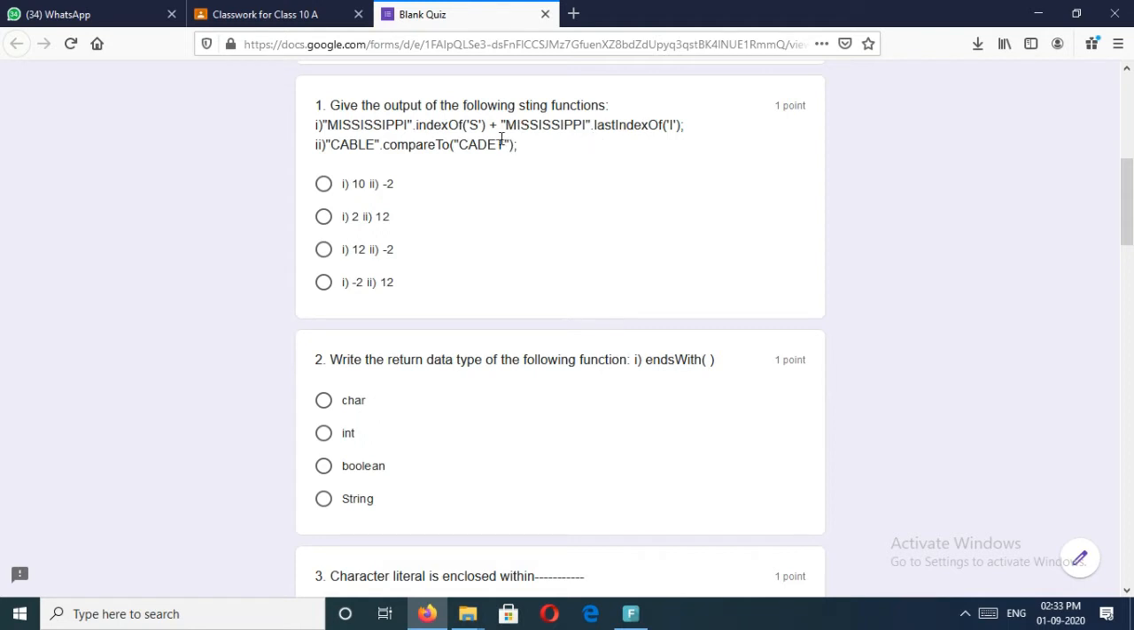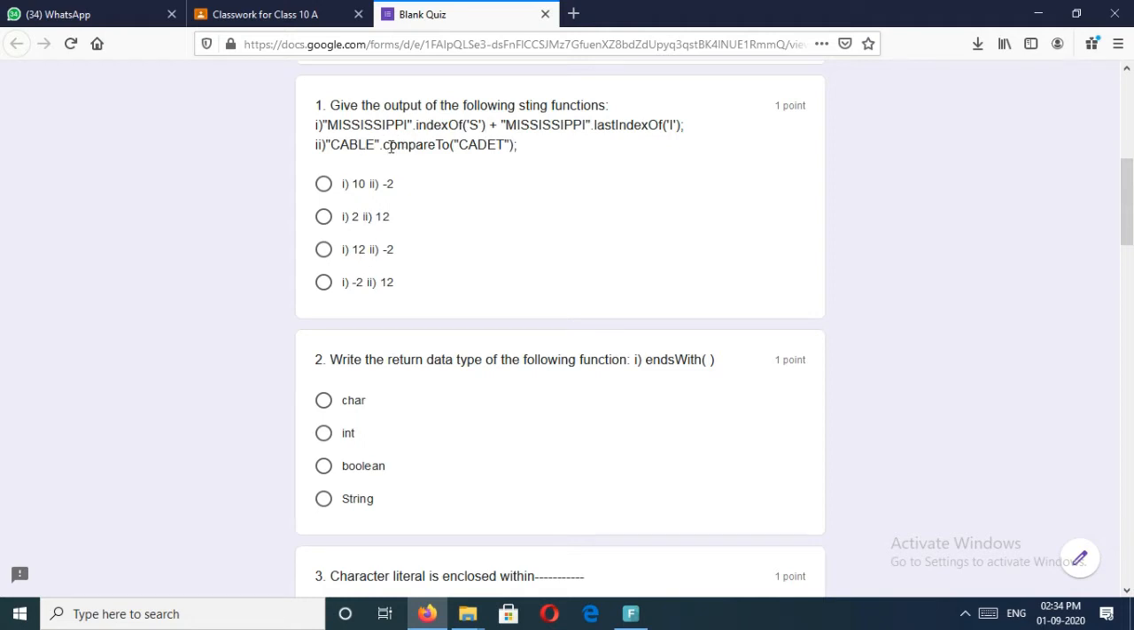2 plus "Mississippi".lastIndexOf('i'). Last index of means, in this word, what is the index number of the last i? We have more than one i, but don't take the first i, take the last i. Then we count like this: 0, 1, 2, 3, 4, 5, 6, 7, 8, 9, 10. The last index number of i is equal to 10. First we got 2, then we got 10. Then 2 plus 10 gives 12. So the first answer is 12.